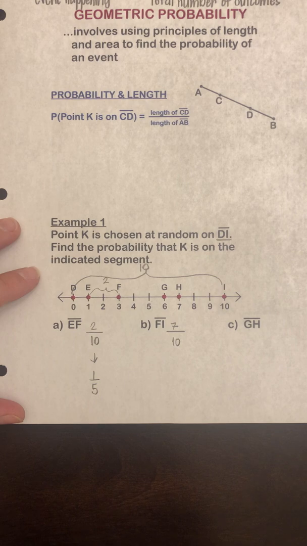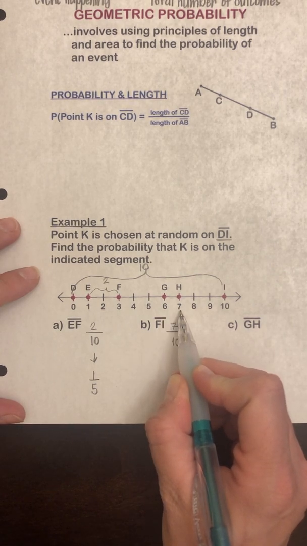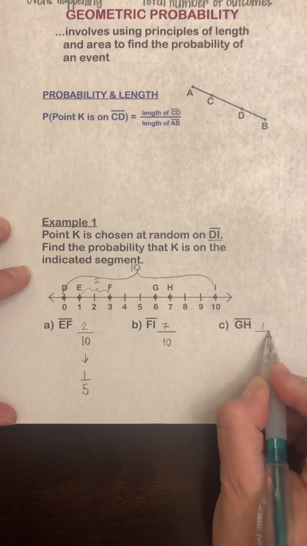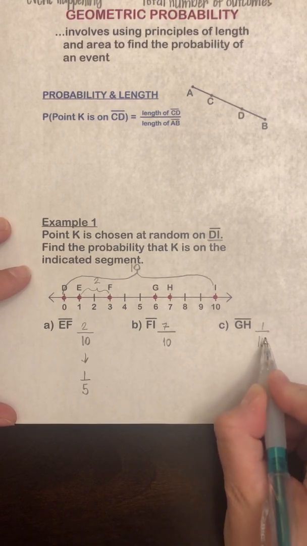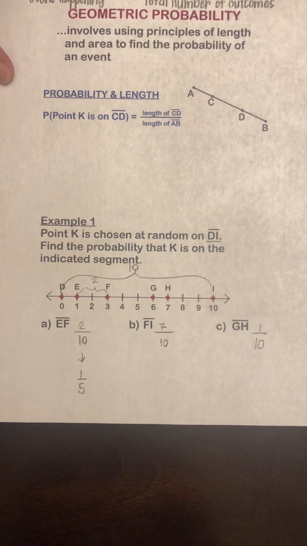So part C, we want to know the probability of randomly choosing a point and it being on GH. So looking at segment GH, it goes from 6 to 7. That's a length of 1 over, again, we're going to have 10 in the denominator because that's the length of the entire segment, and 1 over 10 does not reduce.